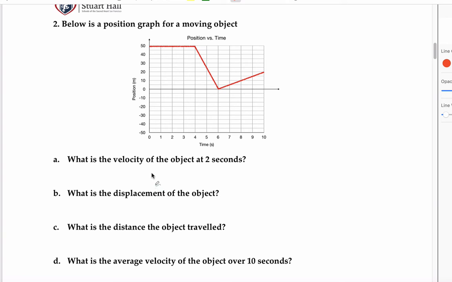We want the velocity of the object at 2 seconds. So let's be really clear. This is a flat line, and so what that tells us is that the velocity is going to be 0 meters per second.